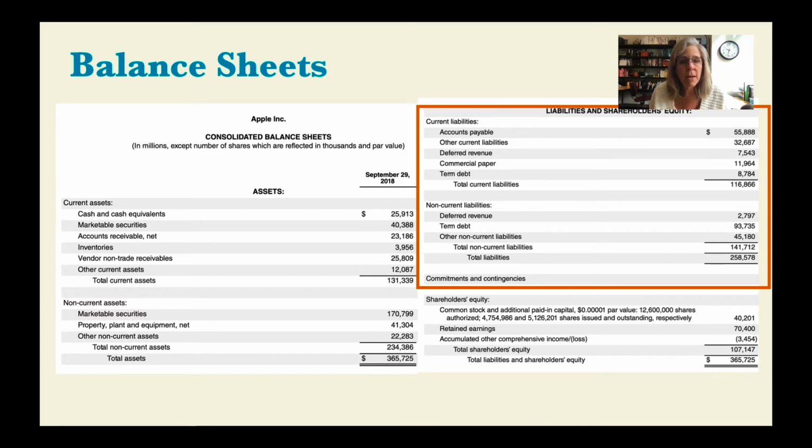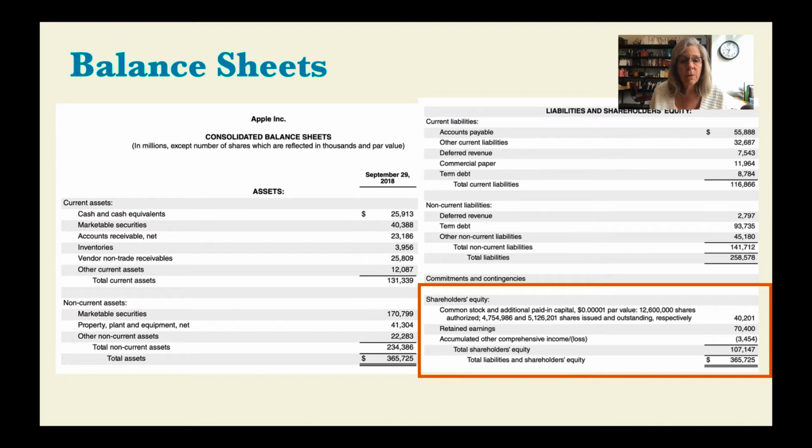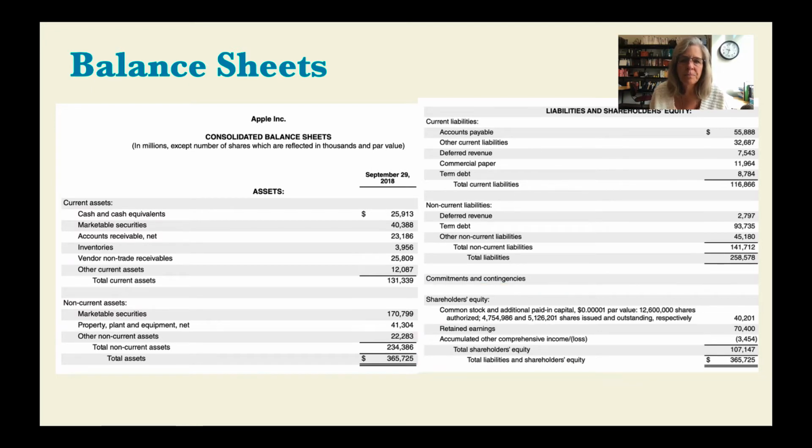So when we think about liabilities, one way to think about it is it's the debt that the company owes to lenders. The next thing is equity. So the equity is the owner's share of the company, the owner's share of the assets. So when we look at a balance sheet in general, we're going to be looking at these three areas.